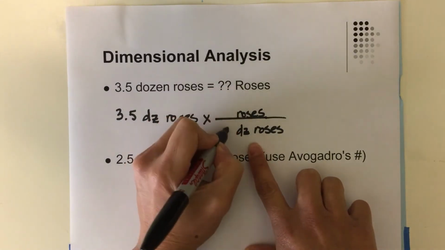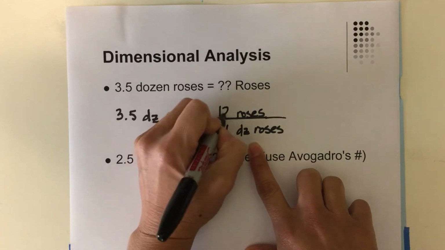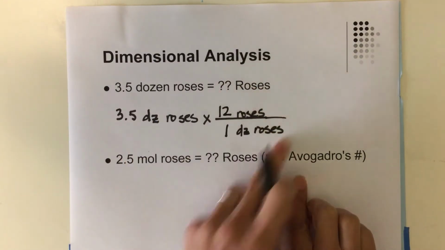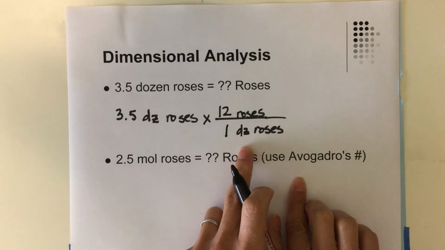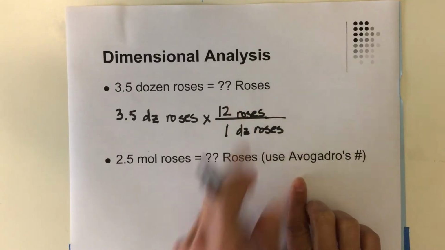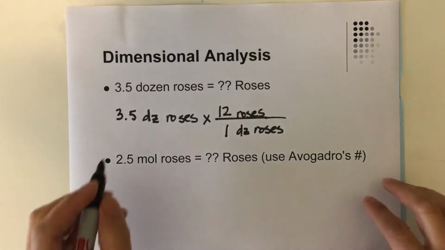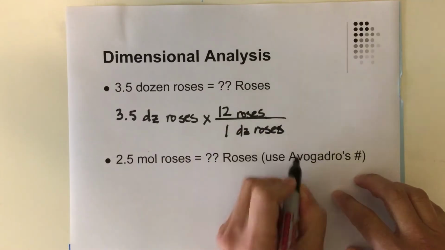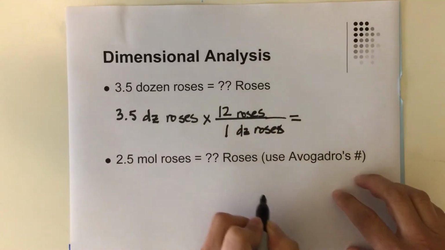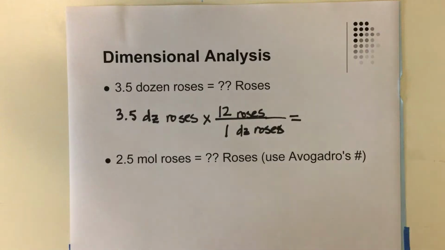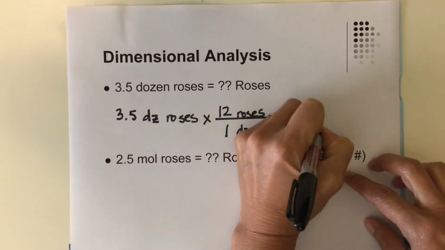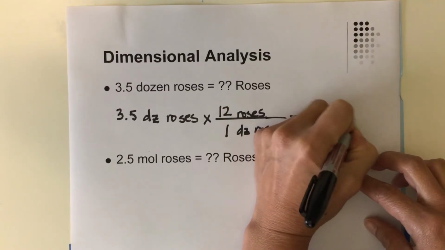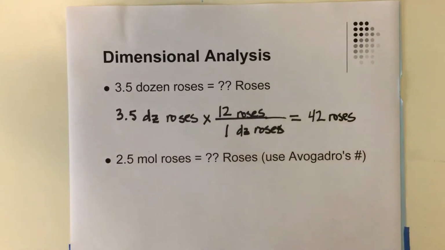So here I have 1 dozen, there's 12 roses. So this is my conversion factor. And this is always true. A dozen has always 12 of something. In this case, it's roses, so we don't need an S there. So multiplying these two numbers, you should get a value of 42 roses. So 42 roses is how to convert from dozen to roses.